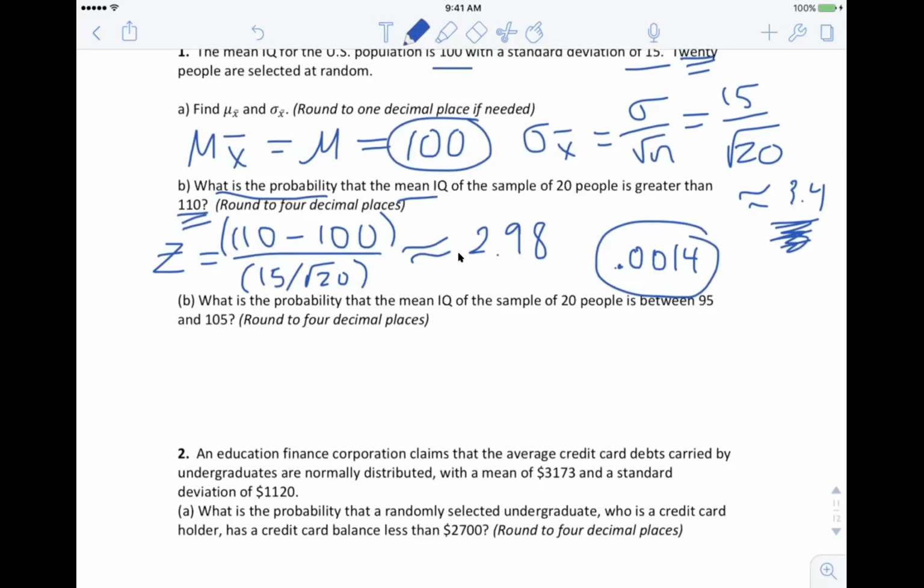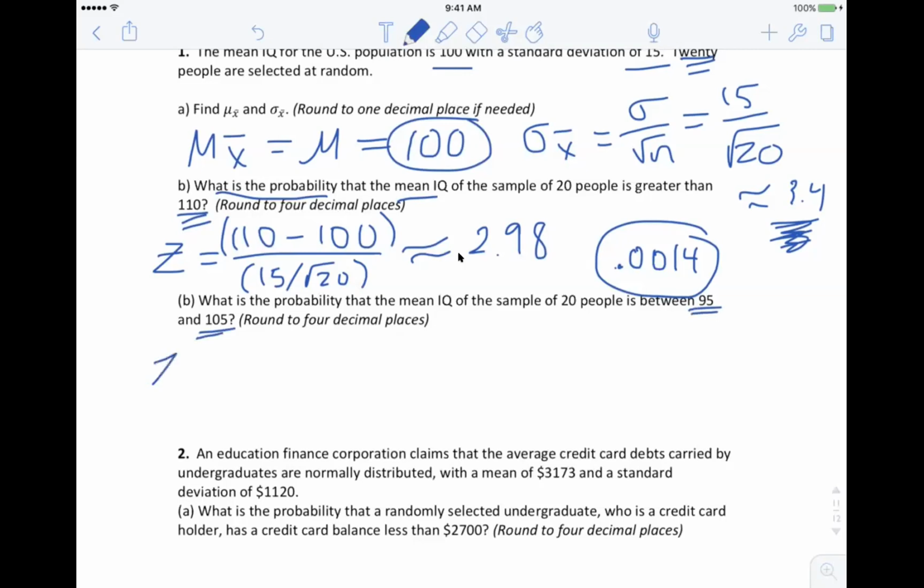When you get to these problems that are between, I would recommend using StatCrunch. I'm going to show you some ways that you can get StatCrunch to help you out. But first, we're going to practice finding those z-scores like that previous problem. So we have two values in this one, 95 and 105. Got to get a z-score for each one.